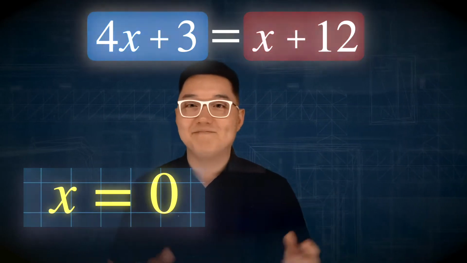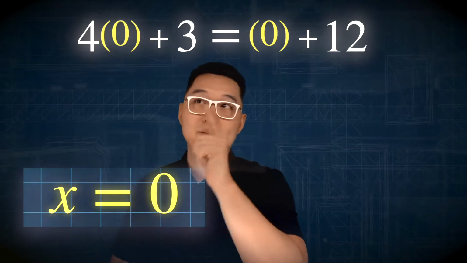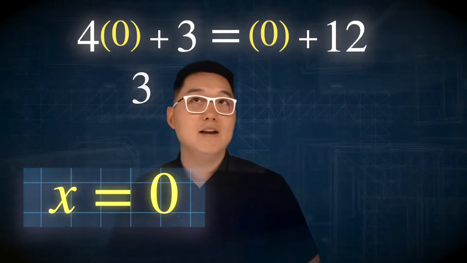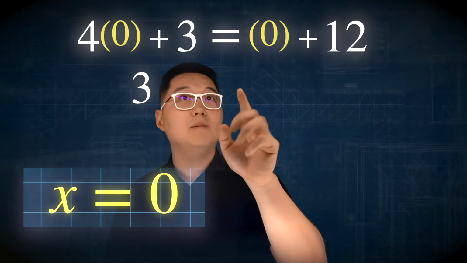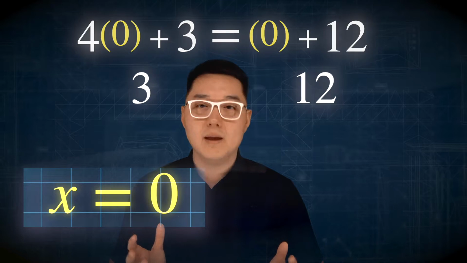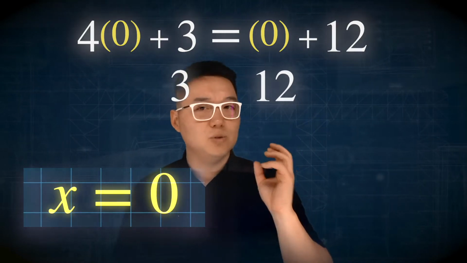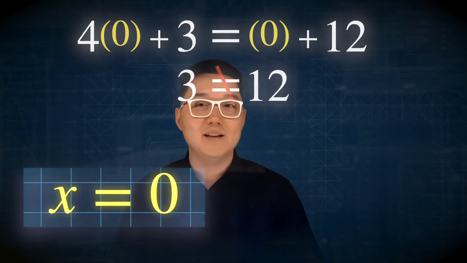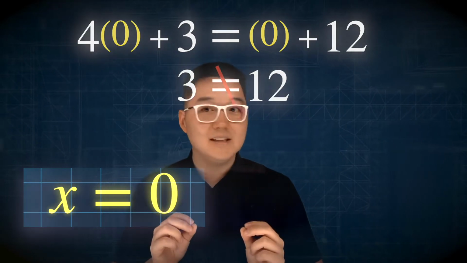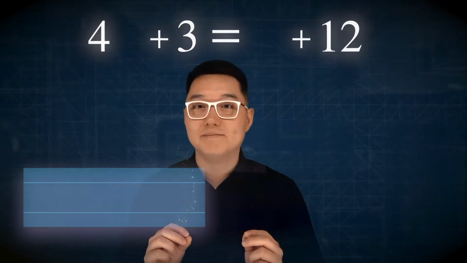Well, let's try it. 4 times 0 plus 3. Well, that just gives us 3. For the second expression, 0 plus 12. Well, that just gives us 12. But is 3 equal to 12? No. So for that example, x equals 0 is not a solution to this equation.